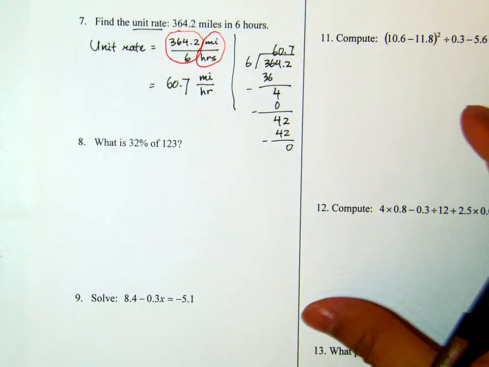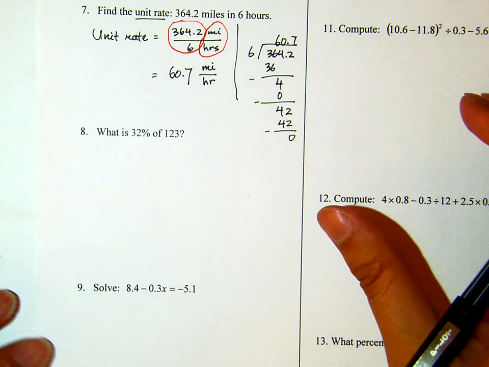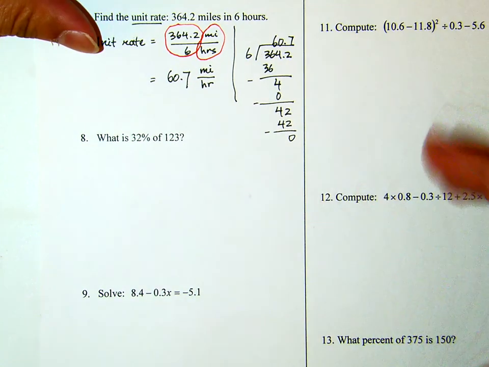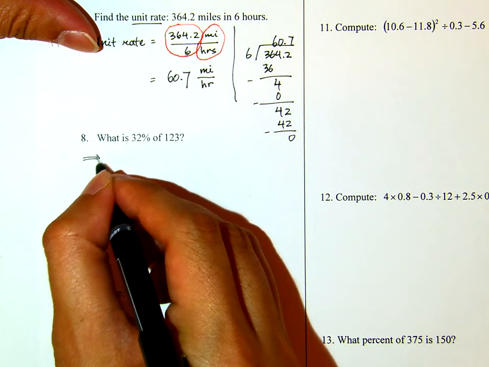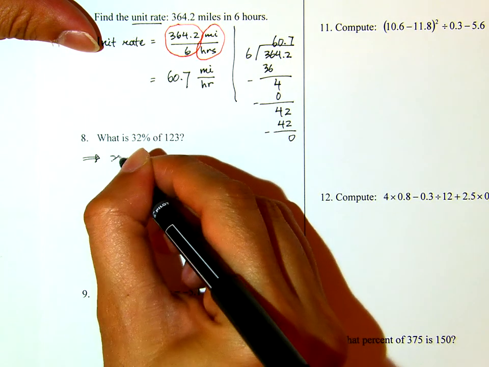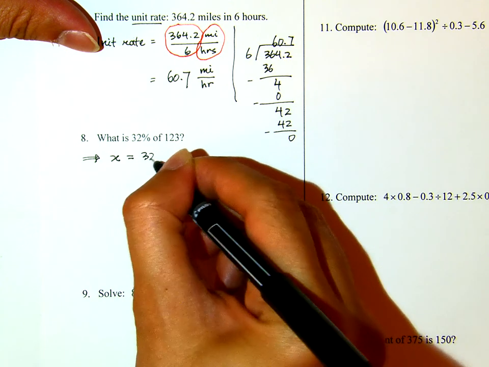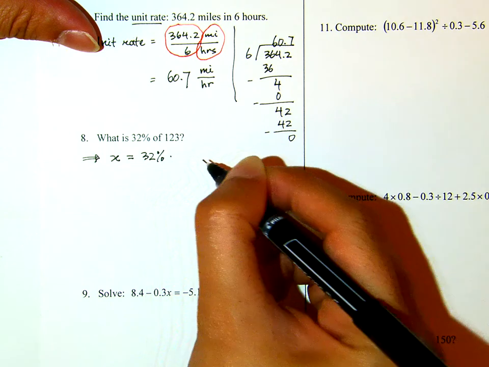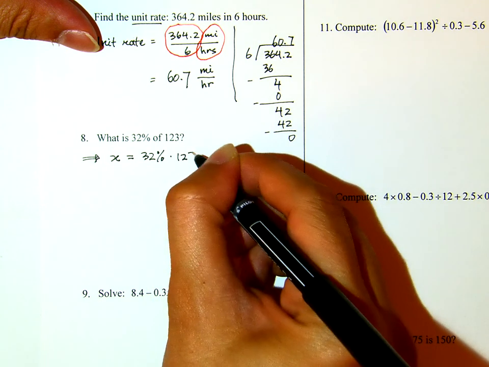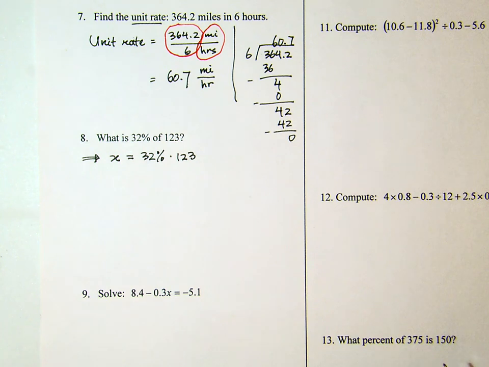Let me go on with number 8. Number 8, what is 32% of 123? First thing I will do, I will translate that statement. The word what becomes x, the word is becomes equal to, 32%, the word of becomes multiply, 123. Now the next thing I will do, I will compute 32% times 123 to get my x.